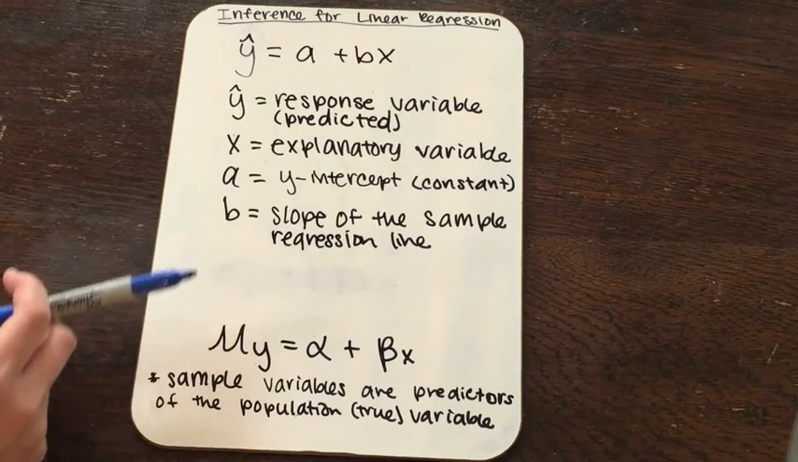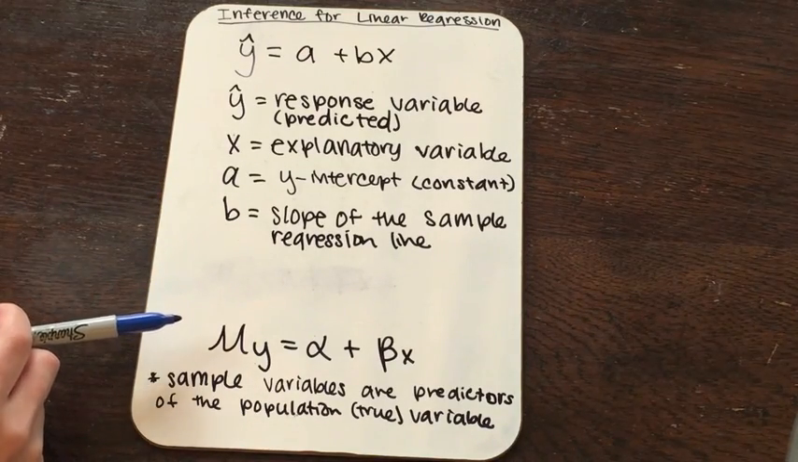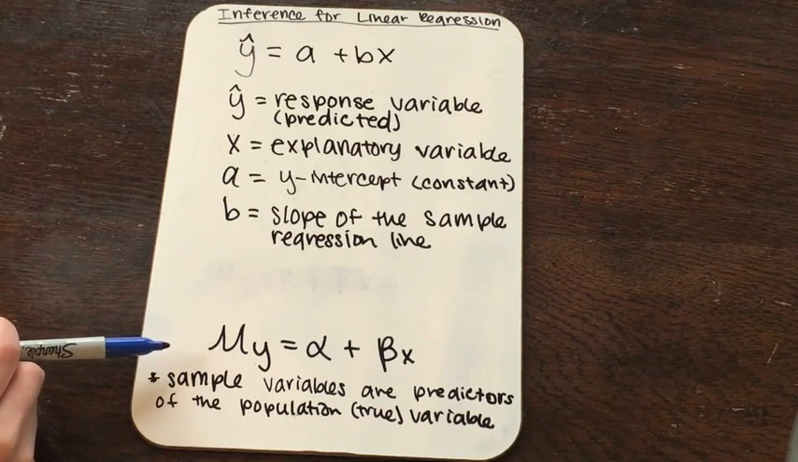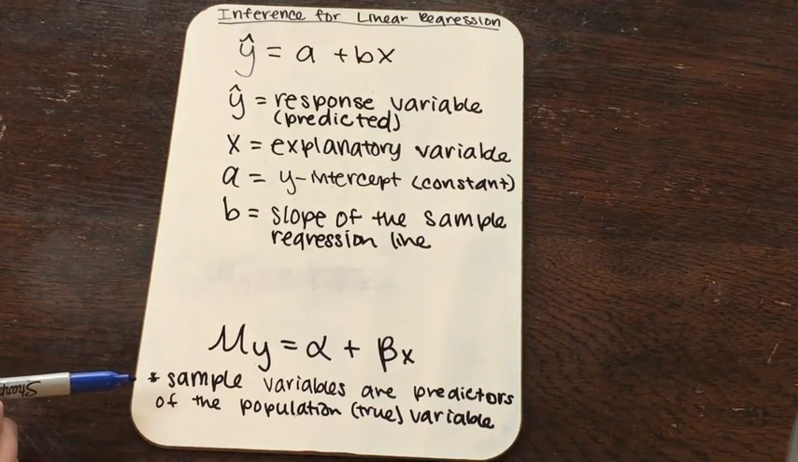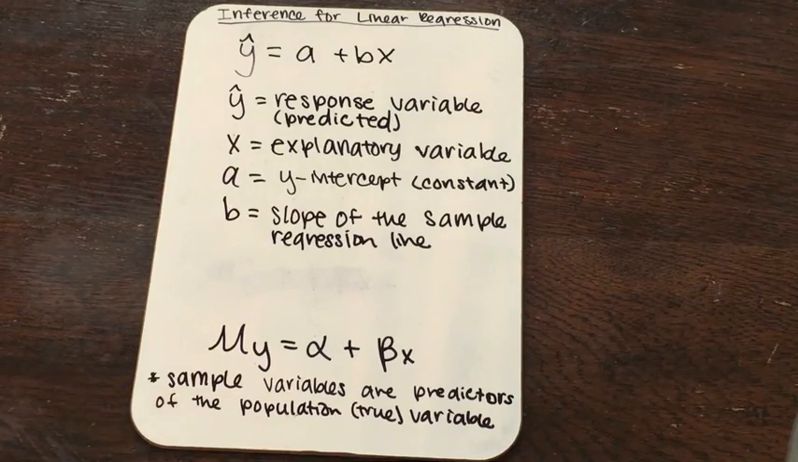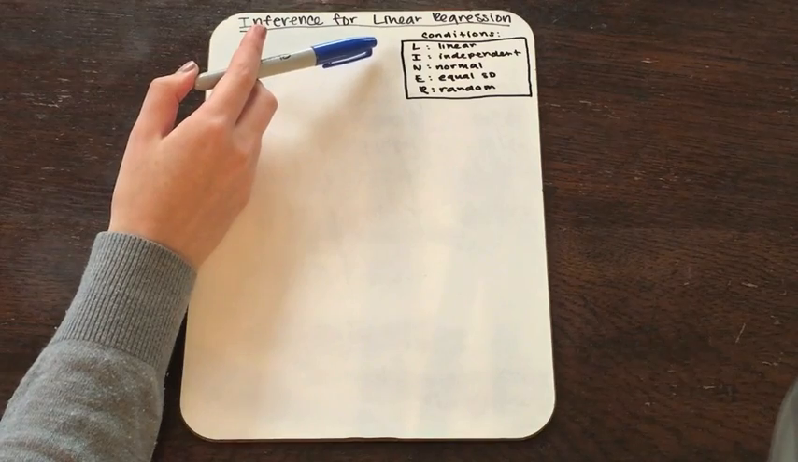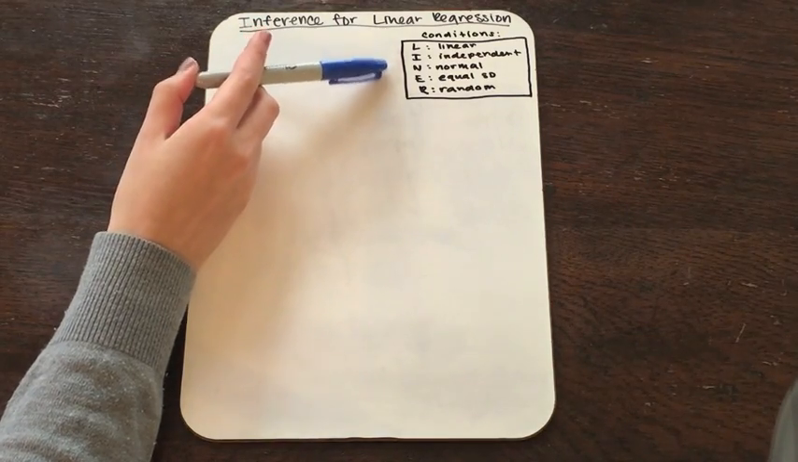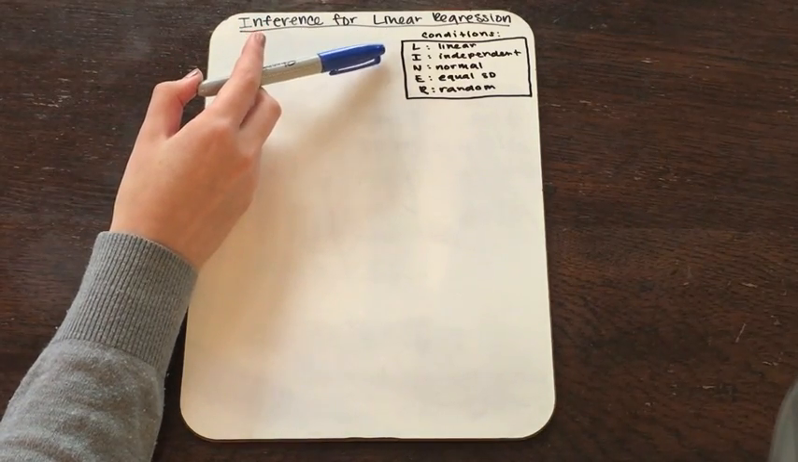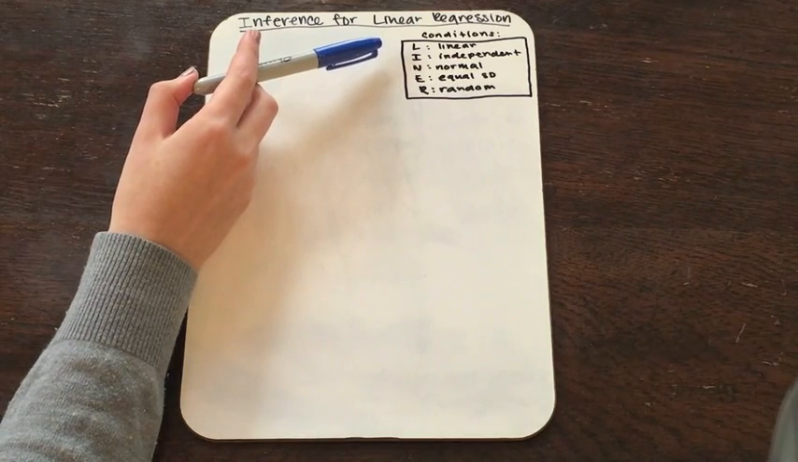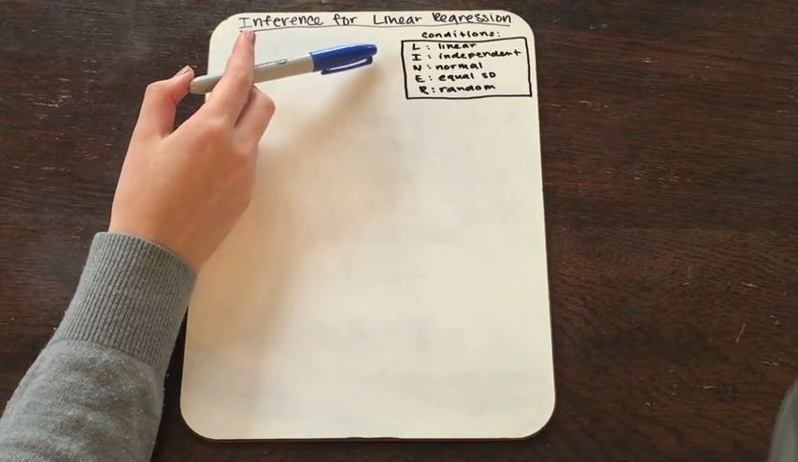And then this corresponds to the true or the population linear regression line, which is this formula. And the sample variables are predictors of the population or true variables. So there are 5 conditions to check for inference for linear regression, and you can remember the acronym LINER. The L stands for linear, that the data is linear, and you can check the residual plot that there is no pattern.